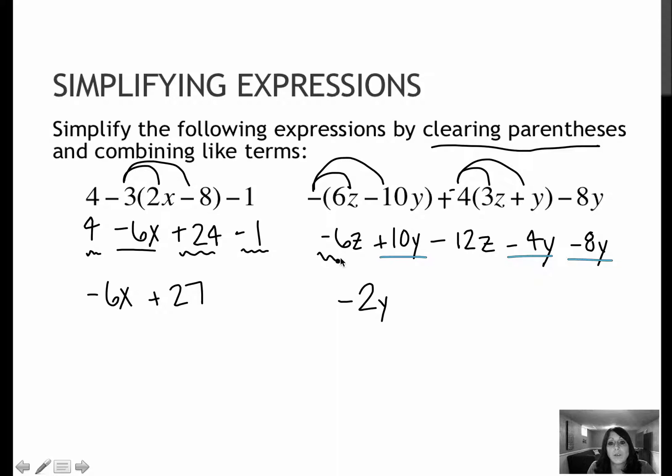My z values, I've got a minus 6z and a minus 12z. Remember, those are the same sign. I find the sum of 18. They're both negative, so my sign is negative. So here's my final answer, negative 2y minus 18z.